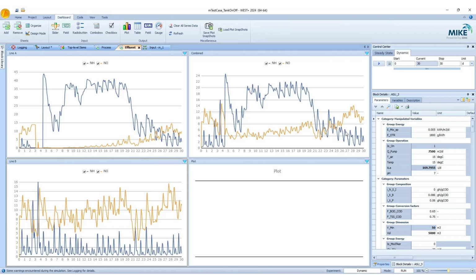In summary, in this video, you have seen how an activated sludge tank can be temporarily put out of operation and then back into operation. Prior to release 2024, simulating this kind of discontinuous operation would have been extremely complex to set up and generally would have led to numerical issues.